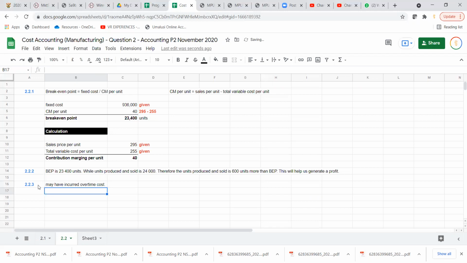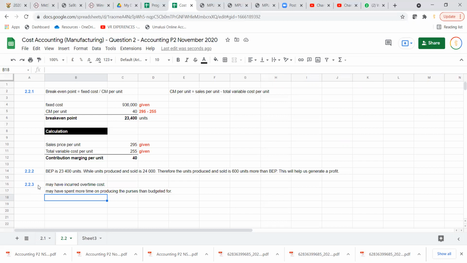Another reason would be: may have spent more time on producing the purses than budgeted for. Why that's important: if you budgeted only 1 hour per purse, but now you're spending 2 hours per purse, that will automatically increase labor costs.